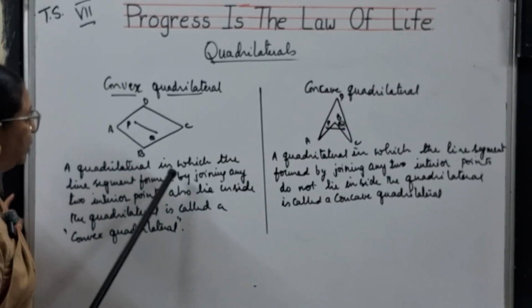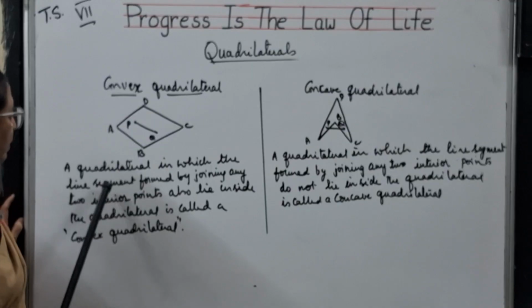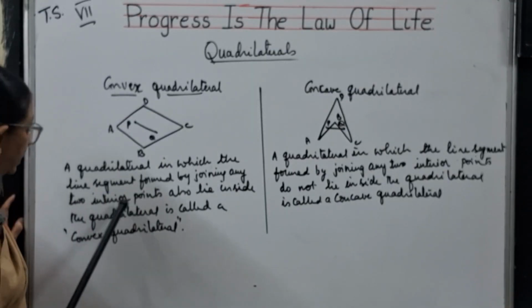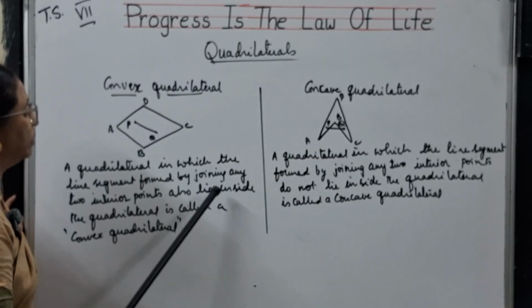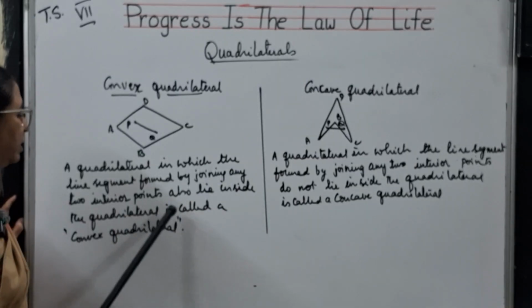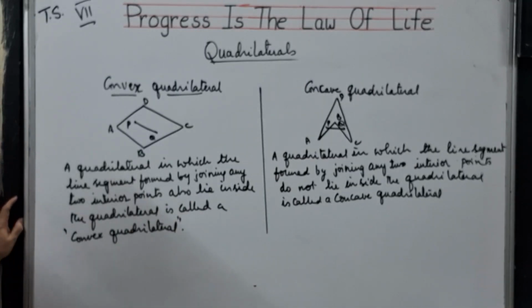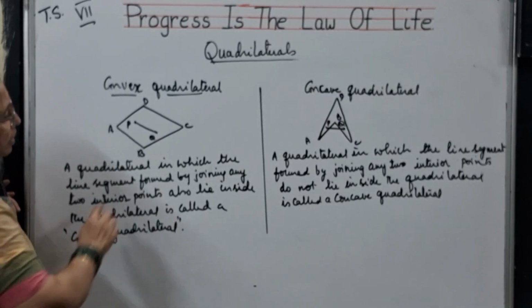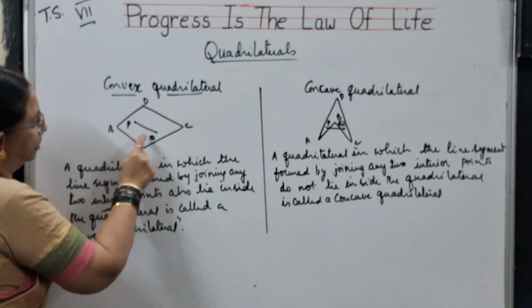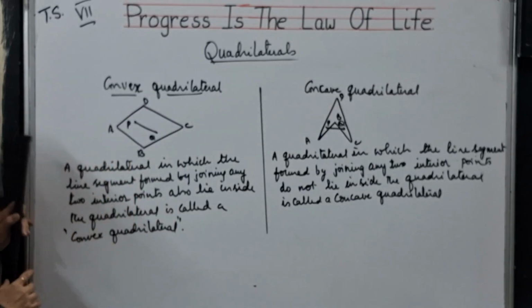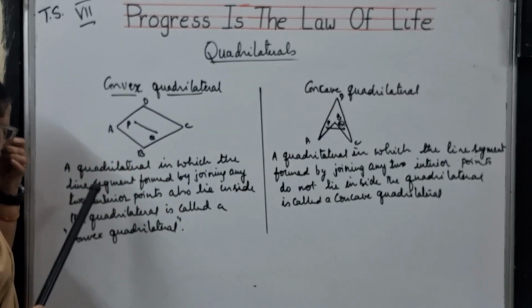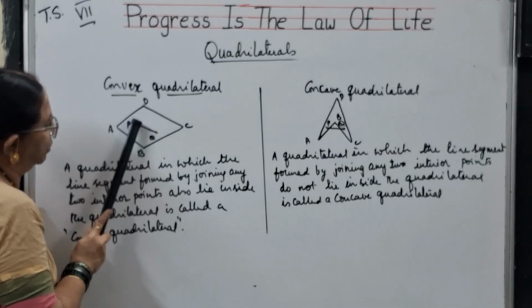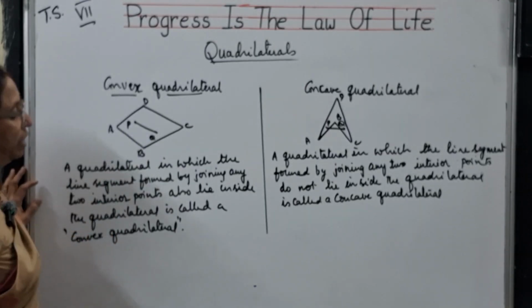A quadrilateral in which the line segment formed by joining any two interior points also lies inside the quadrilateral is called a convex quadrilateral. Means what? You take any two points. Here you have taken. You can take here or here, anywhere. If you take two points and join them, you will get a line segment. See, I have taken P here, Q here, I have joined. I have got a PQ line segment.